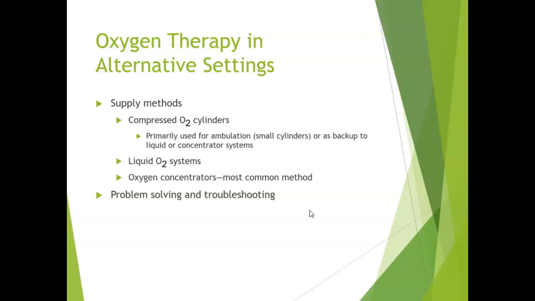Okay, so supply methods. Obviously they're not going to have a basement full of O2 tanks at their house. So oxygen is usually supplied with one of these 3 resources. Compressed O2 cylinders, these are those small E cylinders, usually kept at the house as backup to the liquid or concentrator systems. Or if the patient's leaving the house, they'll use these compressed O2 cylinders, typically E cylinders.